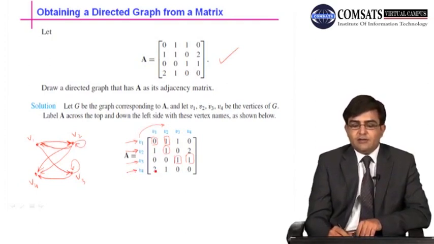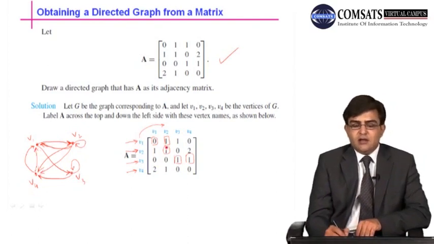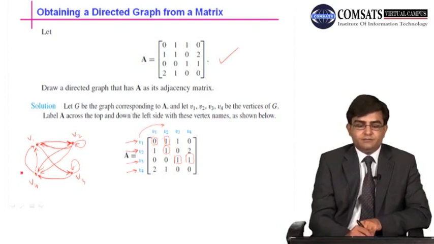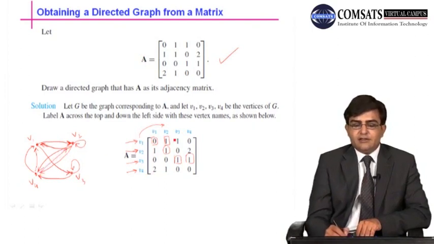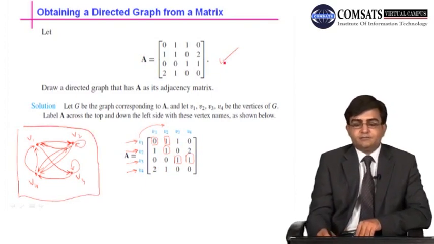Now we come to the fourth row. From v4 to v1 there are 2 arrows. We plot these arrows. From v4 to v2 there is one arrow, so we construct one arrow from this one here. From v4 to v3 there is no arrow. From v4 to v4 there is no arrow. So this is our directed graph which corresponds to this matrix.